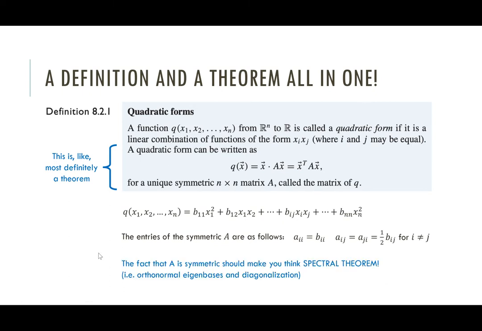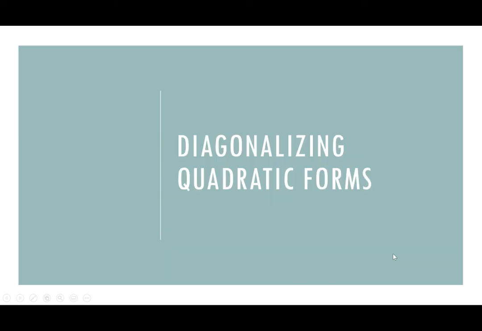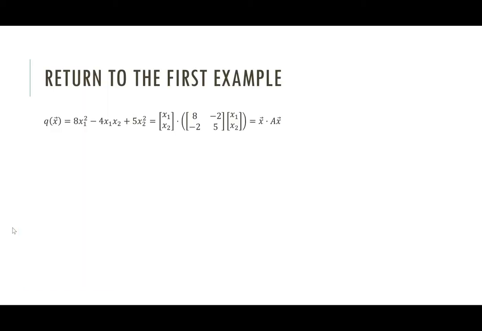Now, the fact that A is symmetric should totally make you think spectral theorem. You should be thinking orthonormal eigenbases, diagonalization. What happens if A is symmetric? Well, we've got orthonormal eigenbases. So what if I wrote x in terms of the eigenvectors? Let's see what happens when we do that. This is what's known as diagonalizing quadratic forms. So let's go back to this first example where we wrote q of x in this form.